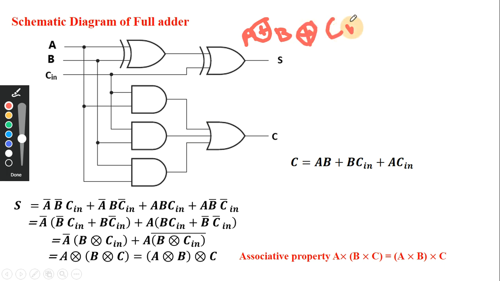Now we'll see the expression for carry. No further simplification is possible. Here you can see we need 3 AND gates: 1, 2, 3.